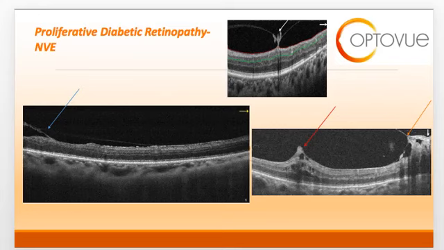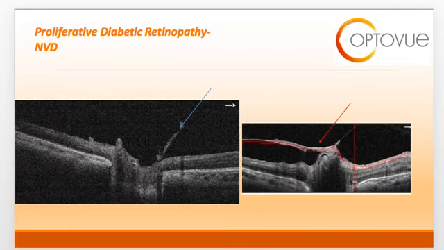Remember that there are more significant sequelae that can result from neovascularization, which we will discuss in a further slide. Here you can see neovascularization of the disc. Similarly to neovascularization elsewhere, NVD can emerge from the optic nerve and extend into the vitreous cavity.